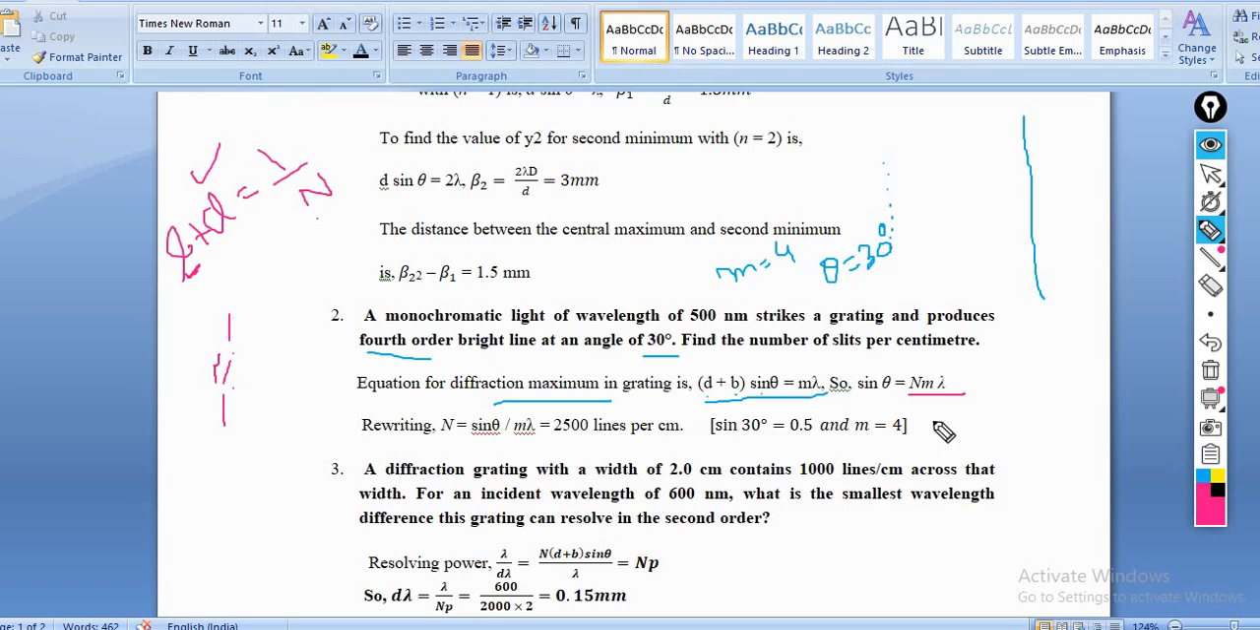Now see, these are given. Angle theta is known to us, m is given as 4, and you need to find N. Rewriting the formula, sine theta equals N m lambda, so N is sine theta divided by m lambda. Put the values, sine theta we know, and m is 4, and you can get the number of lines per unit length.